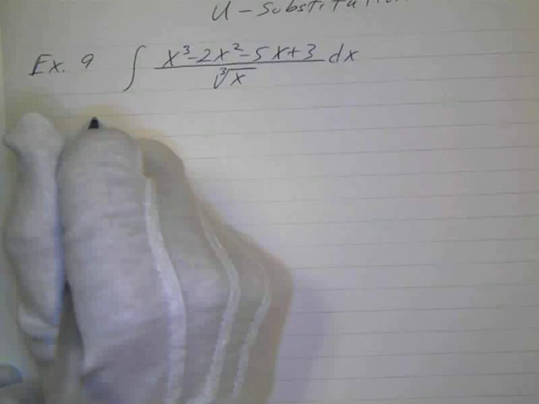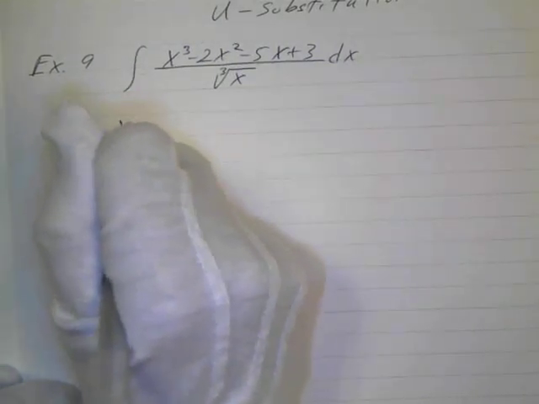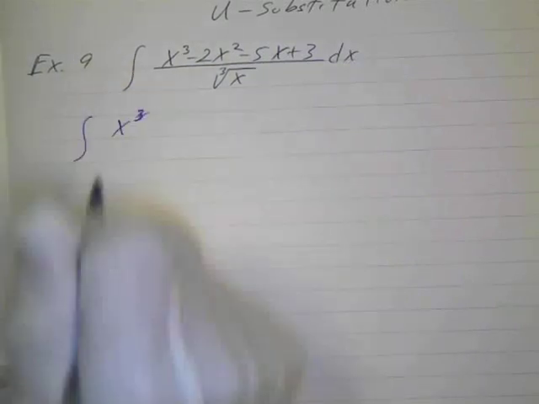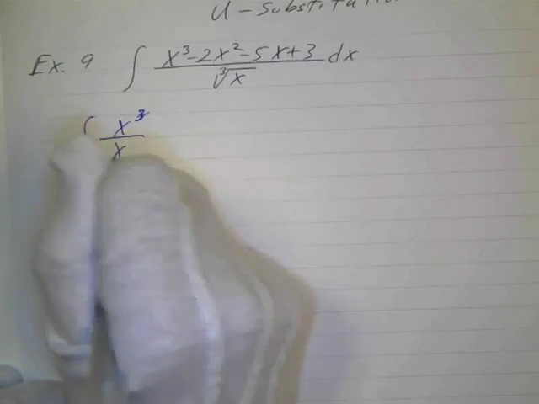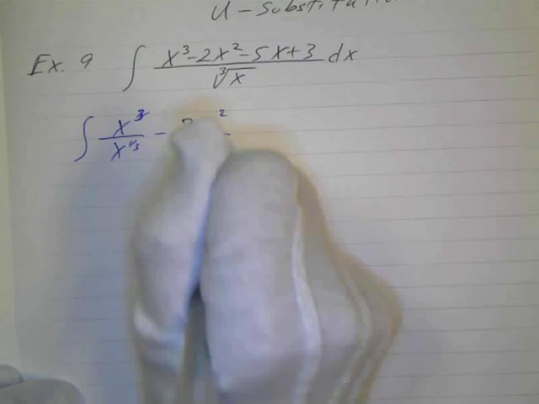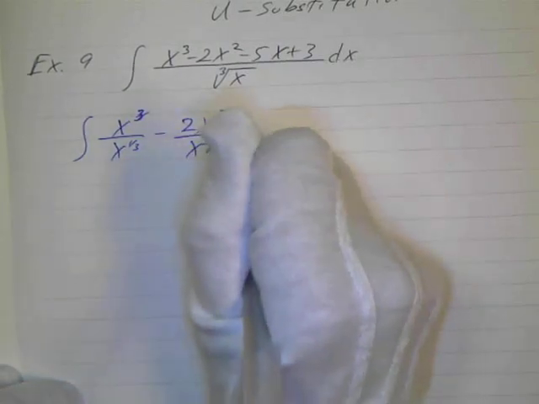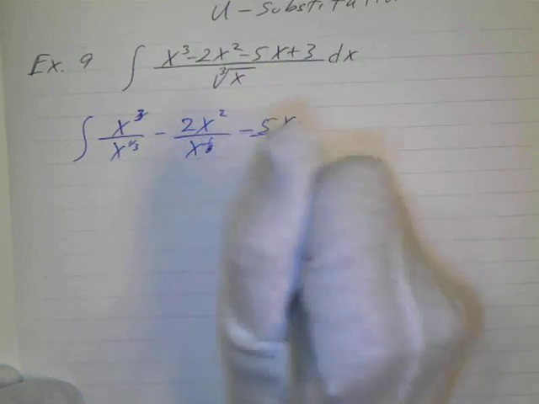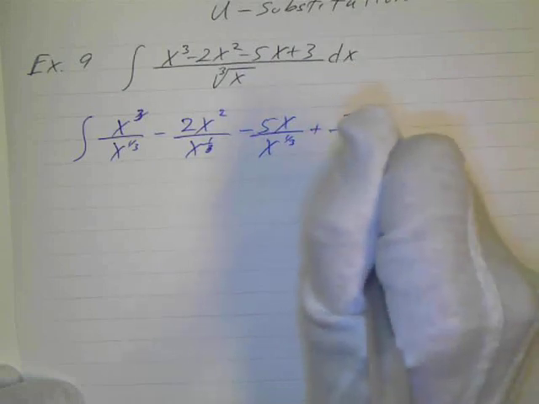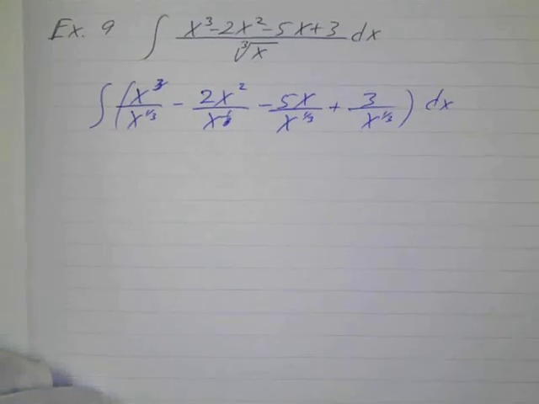So this would be the same thing as the integral of x to the third. I'll just leave it like that. I can write this as x to the 1/3 minus 2x squared all over x to the 1/3 minus 5x all over x to the 1/3 plus 3 all over x to the 1/3, and that would be dx. There we go.